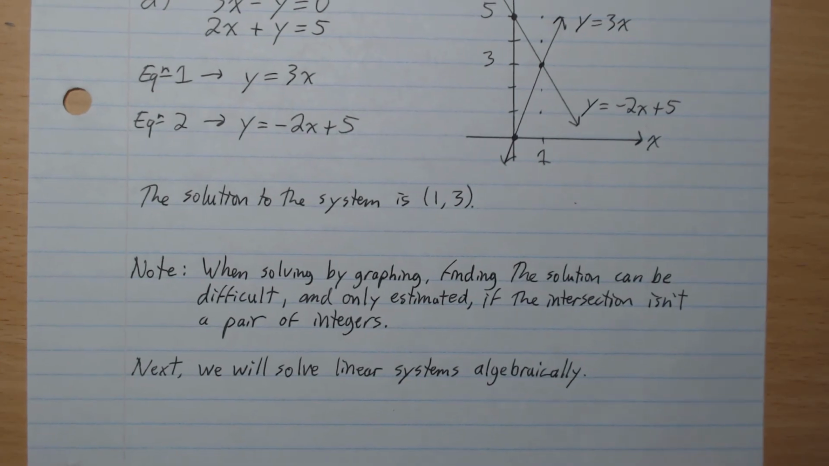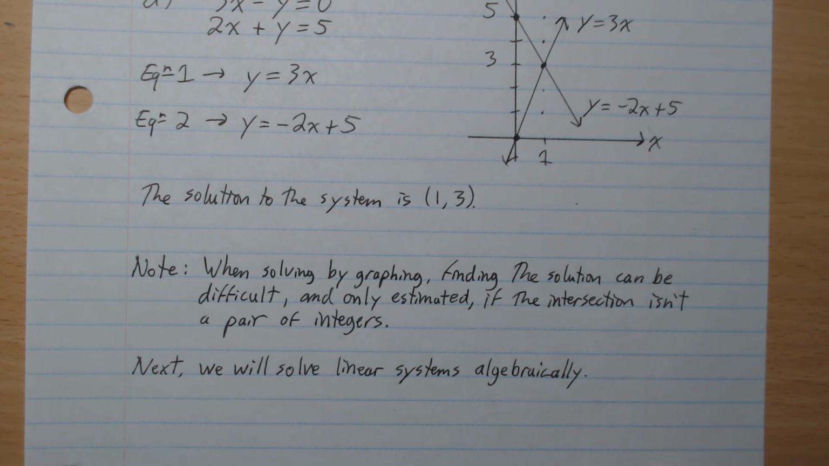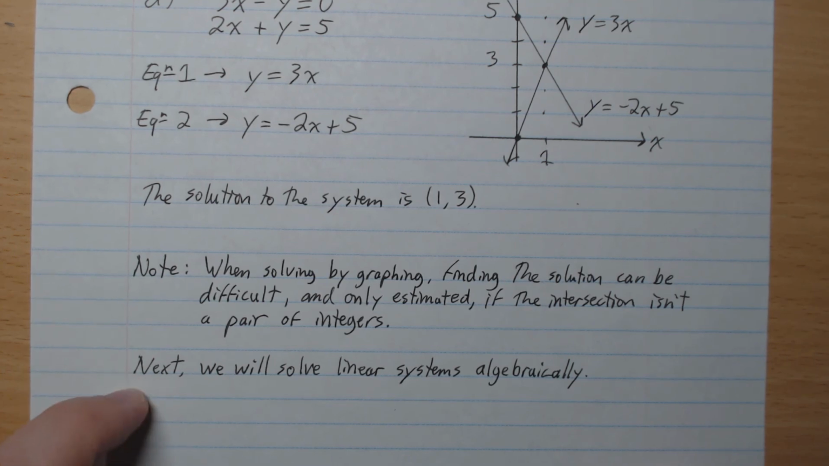So a couple of notes. When solving by graphing, finding the solution can be difficult and only estimated if the intersection isn't a pair of integers. And so next we will solve linear systems algebraically.